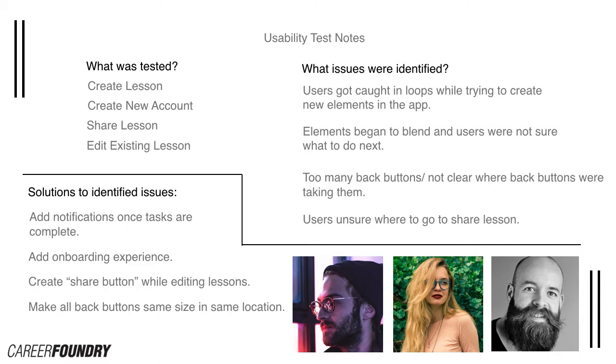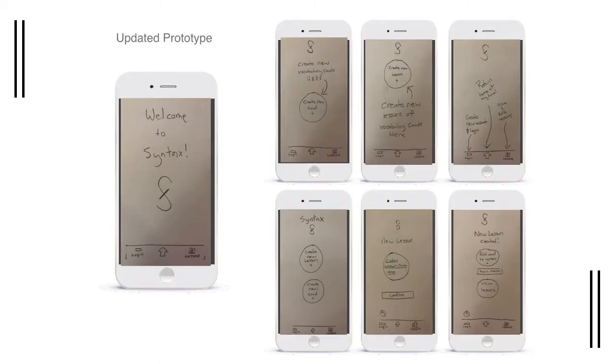So once these have been identified, here's the updated prototype. As you can see, everything is cleaned up. The buttons are consistent. The onboarding process is present, which allows the user to know where to go and how to use the app.